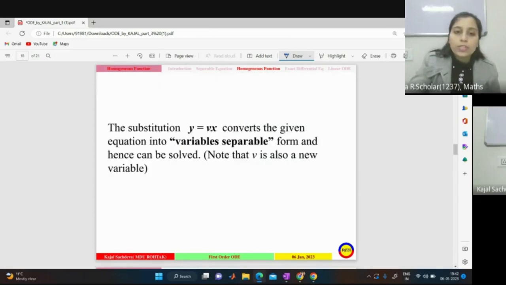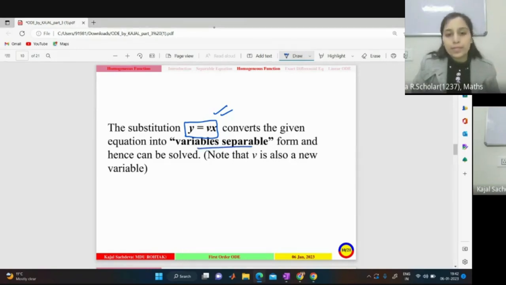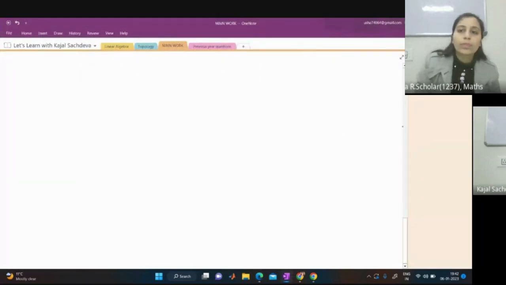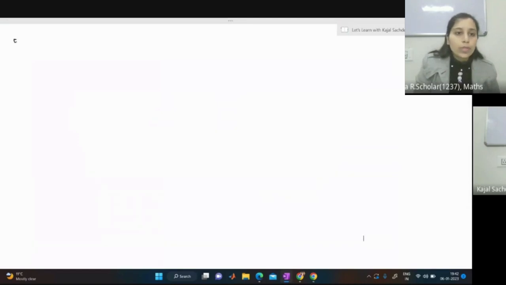So in this situation, for finding the solution, we just have to put y is equal to v into x. After putting y is equal to vx, we get another equation which is in variable separable form, and then we can solve this equation. So let's take an example based on this.